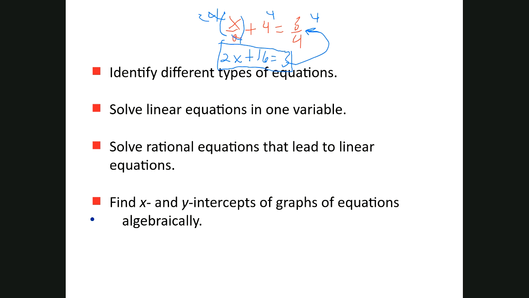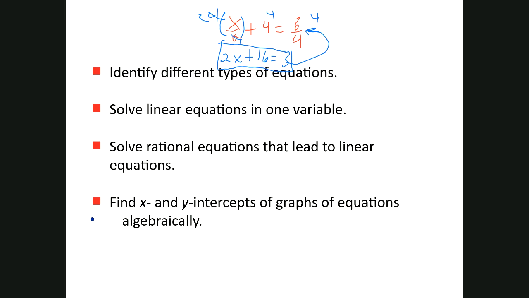Multiply through by the lowest common denominator, and what happens is the denominators just go away, and you're just left with a regular equation, a linear equation that you should be able to solve with no problems. Okay, that is how I'm going to teach it in this lesson.